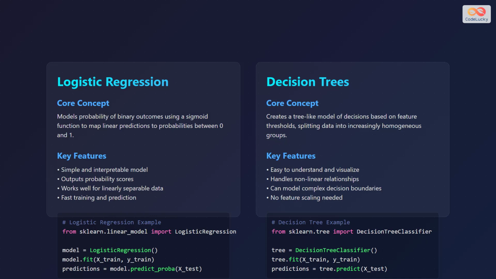Let's explore some key classification algorithms. First, logistic regression models the probability of binary outcomes. It uses a sigmoid function to map linear predictions to probabilities between 0 and 1. Its key features are that it's simple and interpretable, outputs probability scores, works well for linearly separable data, and offers fast training and prediction. Next, decision trees create a tree-like model of decisions based on feature thresholds. These split data into increasingly homogeneous groups. Decision trees are easy to understand and visualize, handle nonlinear relationships, can model complex decision boundaries, and don't require feature scaling.